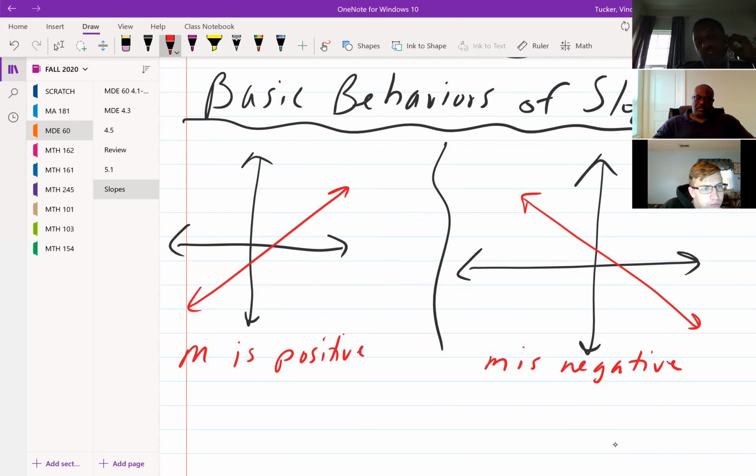All right, so for the first two, we have 4 of them. We're looking at the basic behaviors of your slope. When you follow the graph from left to right, if it's going up, that means your slope is positive. Following your graph from left to right, if it goes down, your slope is negative.